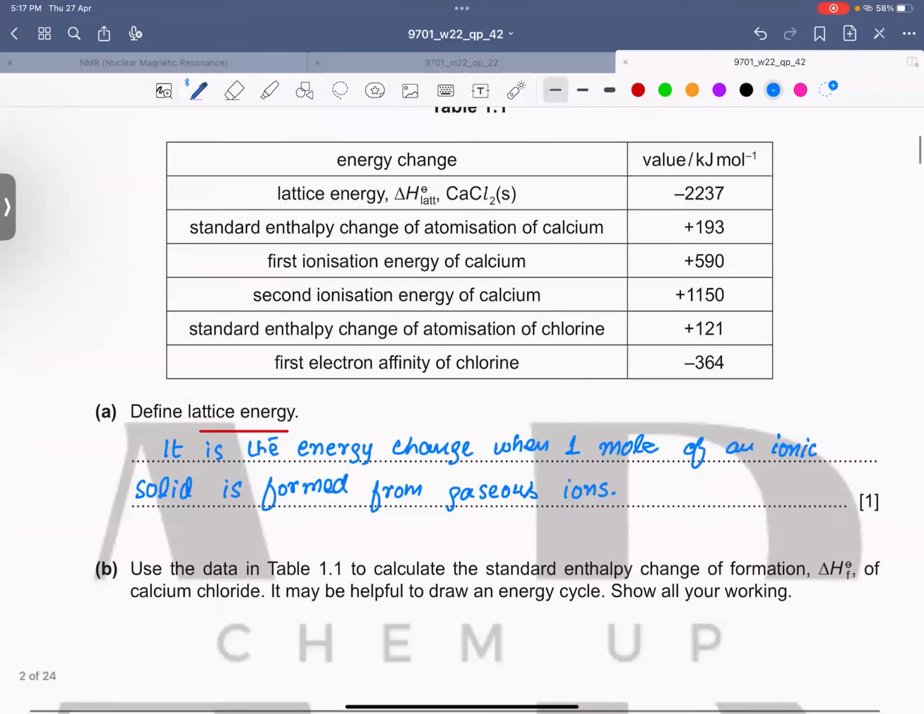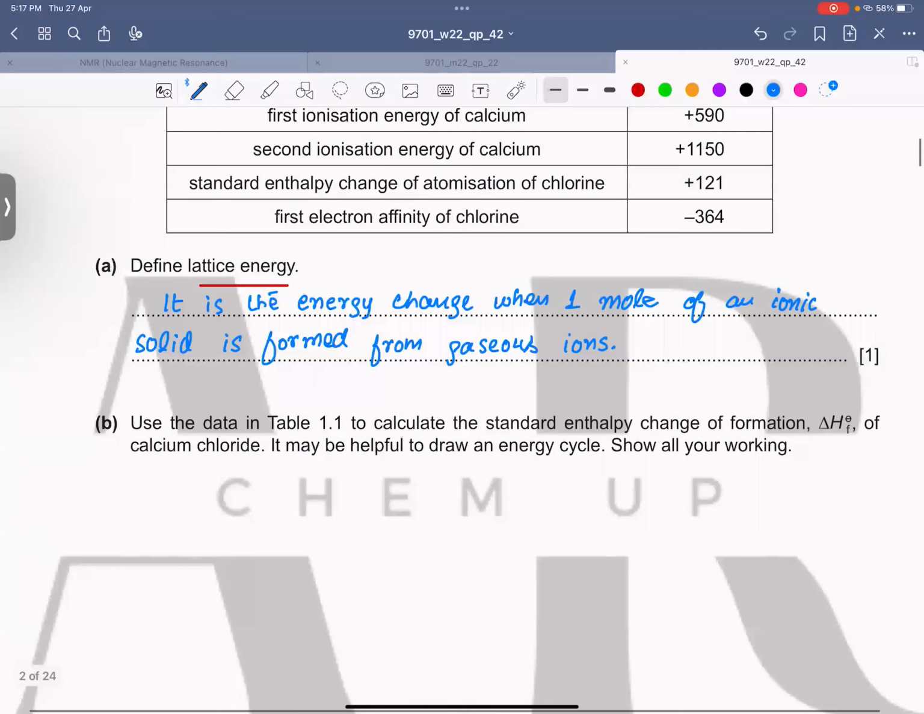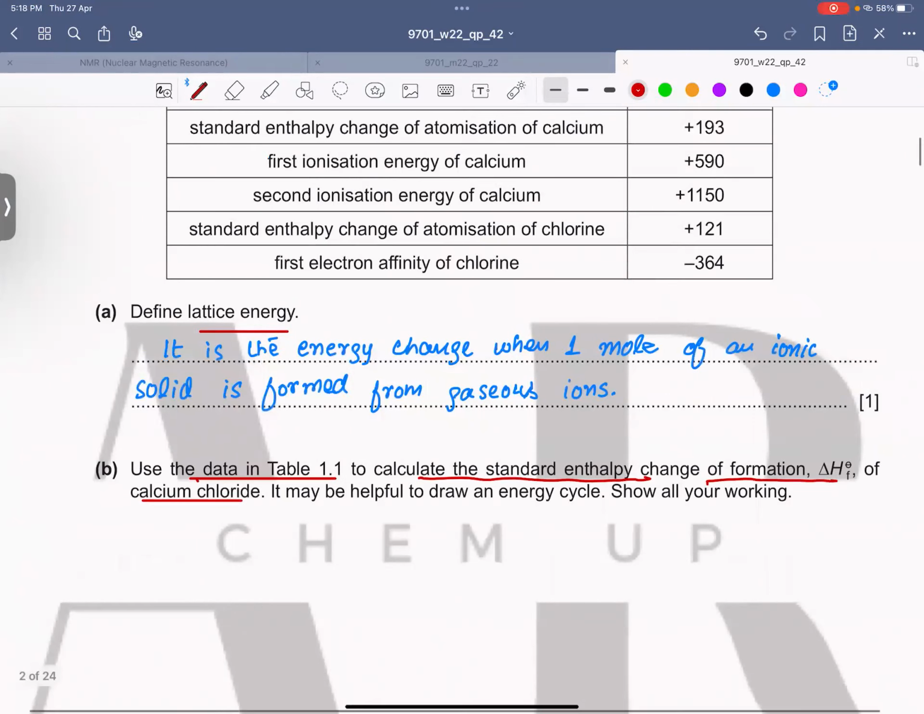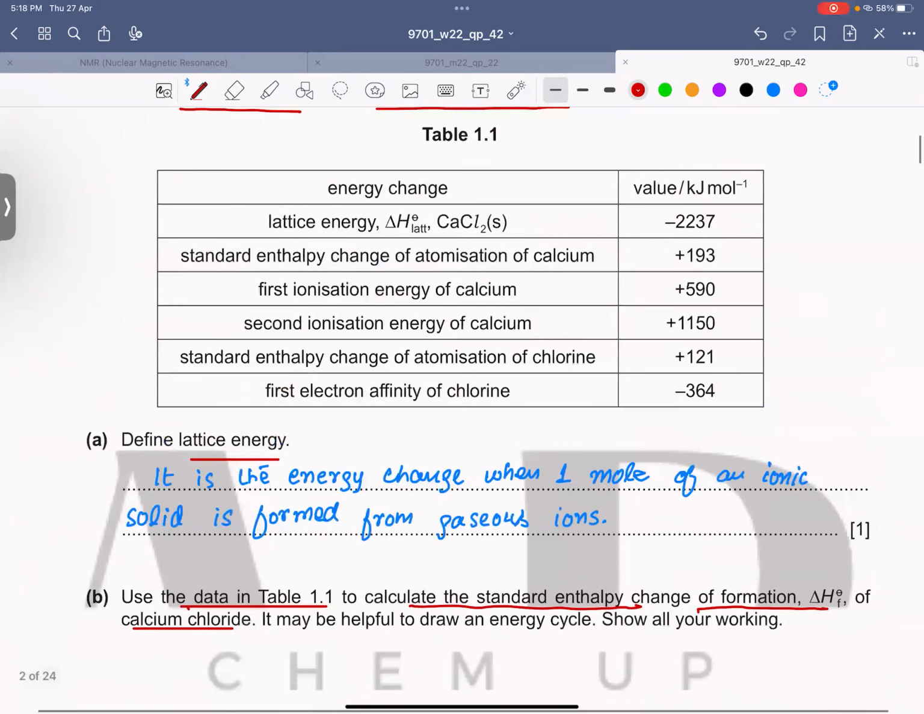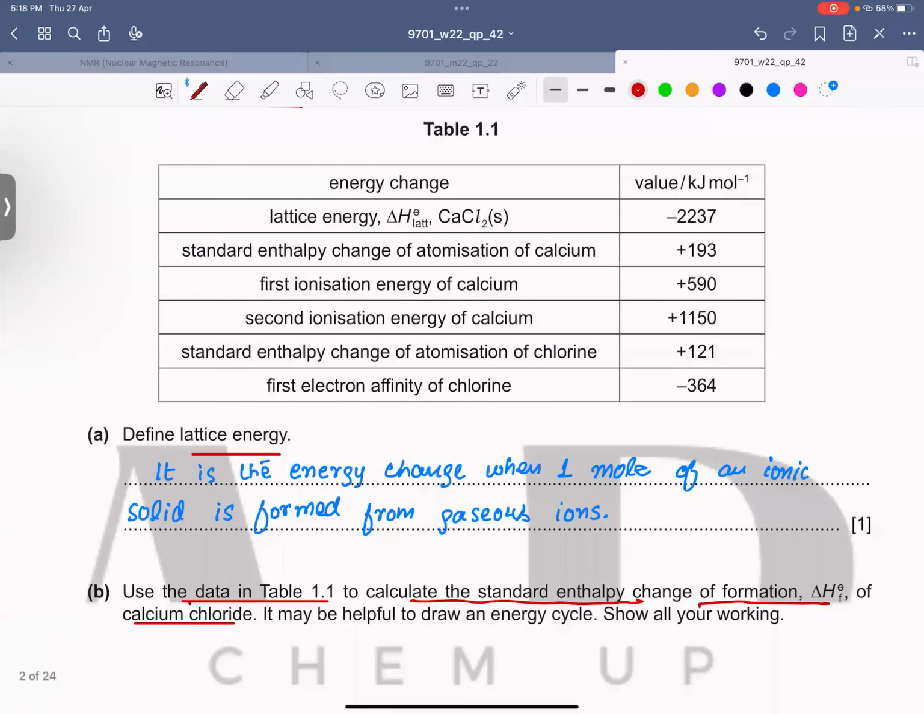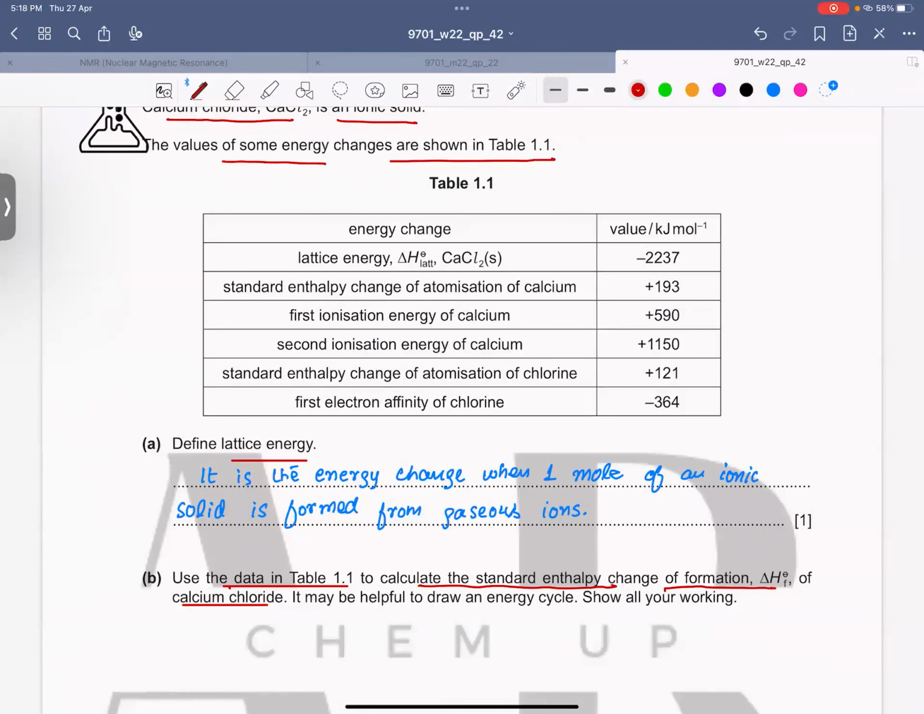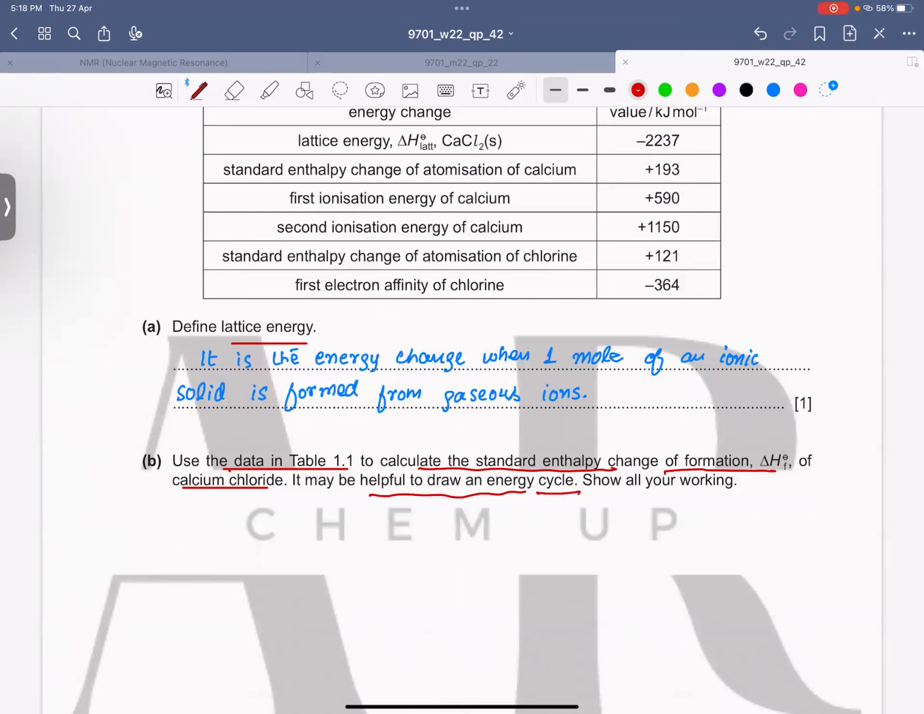Using the data in table 1.1, calculate the standard enthalpy change of formation of calcium chloride. There is no need of a data booklet. Whatever we need is already provided in the table along with the question. Otherwise, there are 2 pages at the end of the paper: on one page the constant values are given, and on the other there is a product table. Besides this paper, you don't need anything. So we have to find the enthalpy change of formation. It may be helpful to draw an energy cycle. Show all your working.